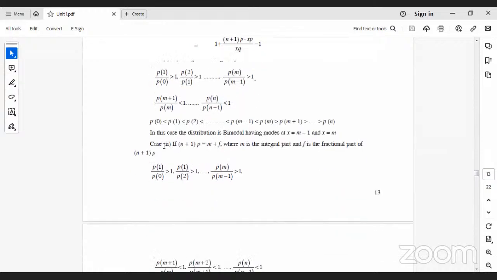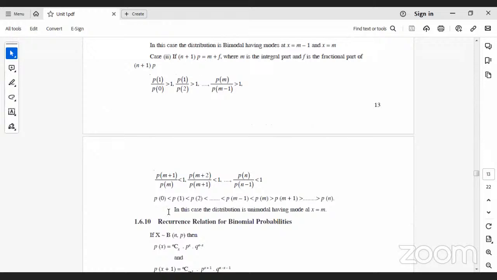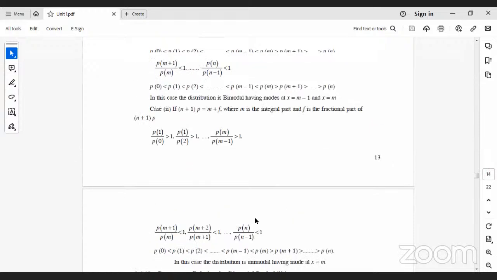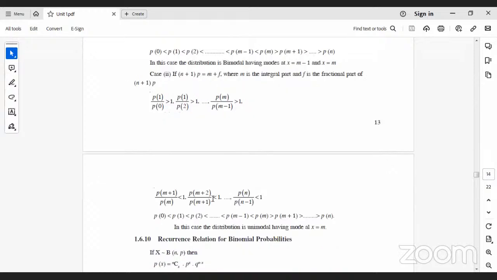So therefore it's most important you have to practice it, check. So p1 by p0 greater than 1, p2 by p1 greater than 1, pm by pm minus 1, already told. So pm plus 1 by pm less than 1, pm plus 2 by pm plus 1 less than 1. The condition is already p0 less than p1 less than p2, and so on, pm minus 1 less than pm, greater than pn. Already I told that again. So in this case the distribution is unimodal, x is equal to m.